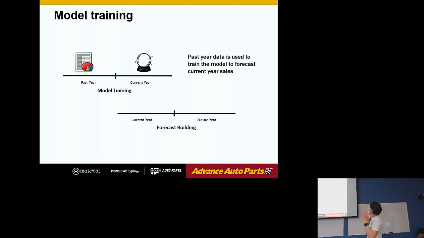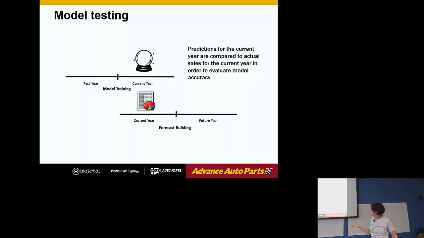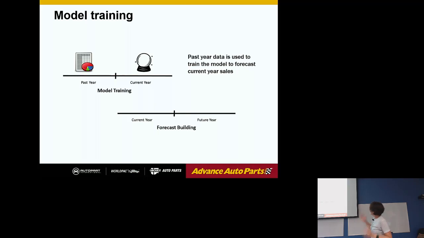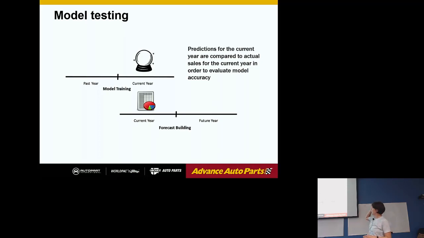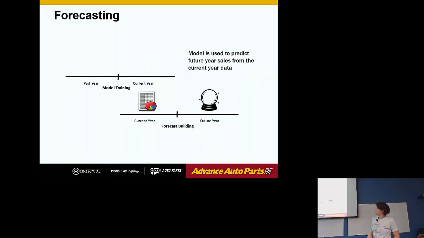Okay, so then we are going through the standard procedure. We train our model using the past year data. Then we have that model, and we can compare the predictions from that model using the current year data, because we know what the current year data is. And then we use the model that we've created, and we believe that this is a good model in order to predict future year sales from the current year.